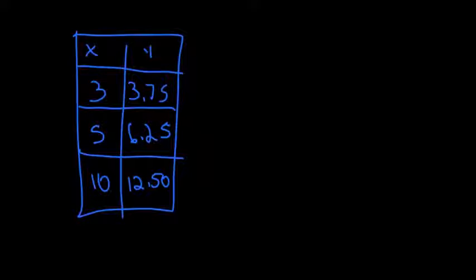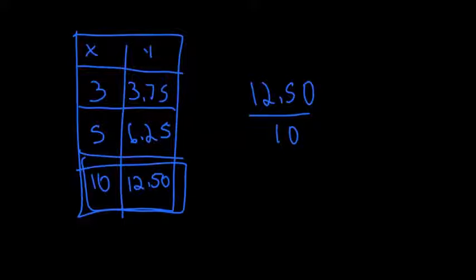Alright, so this time I gave you a table. We need to do the same thing. We need to find the unit rate of a slice of pizza. So I'm going to choose the 10 for $12.50. So we're going to take that $12.50 divided by 10. So that's just like moving the decimal over once. So that's going to be $1.25 per slice.